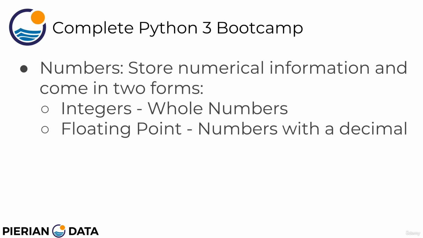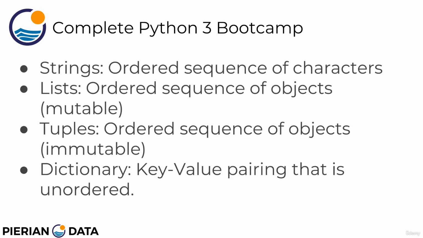So numbers, pretty straightforward. There's basically two types of numerical information that we can store. Those are integers for whole numbers, and floating points are numbers with a decimal. Then we have strings, which are an ordered sequence of characters. Lists, which are an ordered sequence of objects, and lists are mutable, meaning you can change items that are in a list. Tuples, very similar to lists, except that they're immutable. They're still an ordered sequence of objects themselves. And then dictionaries, those are key value pairings, and remember those are unordered.